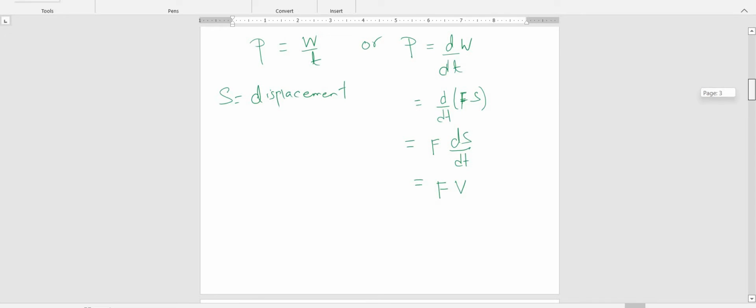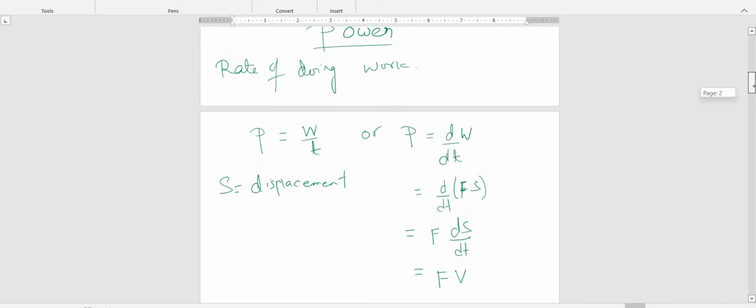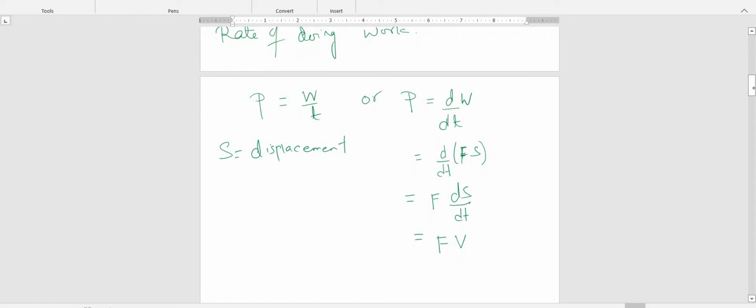So power is equal to force into displacement. P is equal to force into velocity. So what will be the SI unit of power? SI unit of power, everybody knows. SI unit is watt, isn't it? Watt.